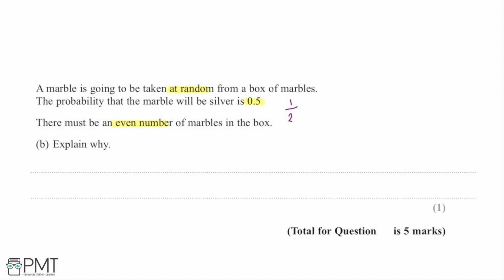And if half of the marbles are silver, half of the total number of marbles needs to be a whole number, as we can't have half a marble. So this is where the even or odd comes into play. If we were to half an odd number, it's never going to give us a whole number. So for half a number to be an integer, the original number must be even, and you can't have half a marble. So this means that there must be an even number of marbles in the box in order for this to work and for there to be a probability of a half.